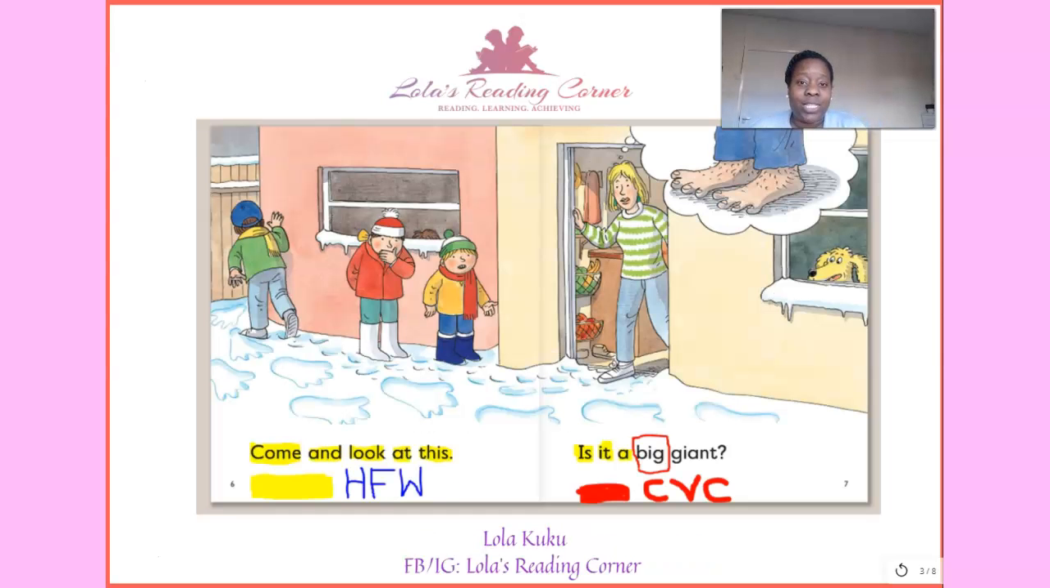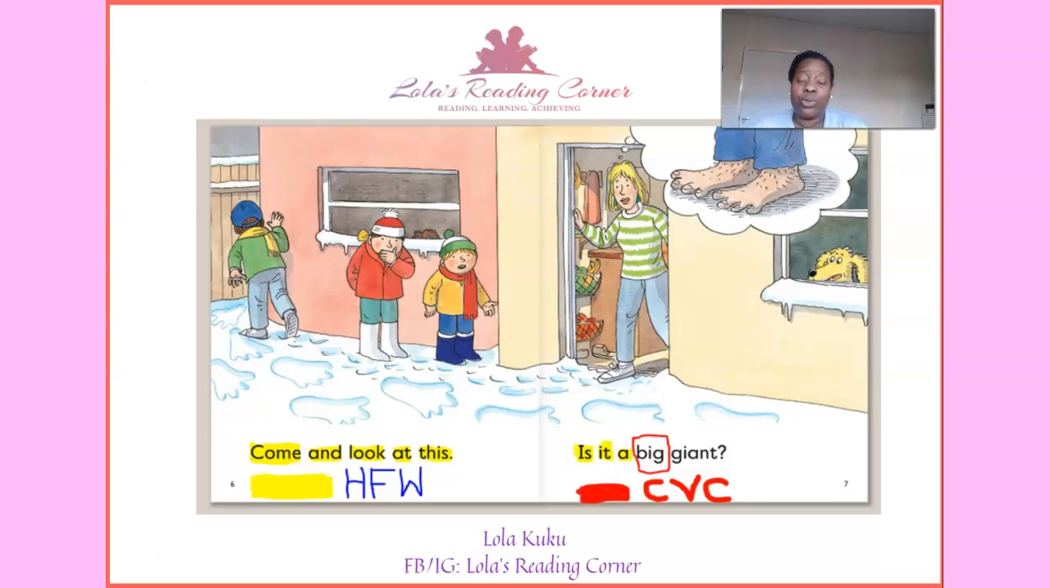Looking at the picture that I've attached here, this is a page from one of the Oxford Reading Tree books. It's a pink level book, so that's a very basic, beginner level book. This spreads across page 6 and 7. I highlighted the high frequency words in yellow. I've also squared out the decodable CVC word in red. So on the page we have, "Come and look at this. Is it a big giant?"